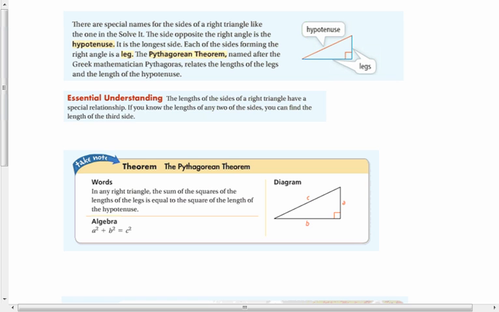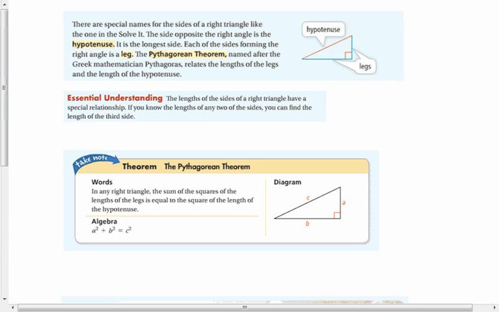And here's the theorem. I'll just describe it real quick. We'll spend a little more time in class going over that. But basically what was discovered is that if you have a right triangle, the sum of the squares of the lengths of the legs is equal to the square of the length of the hypotenuse.